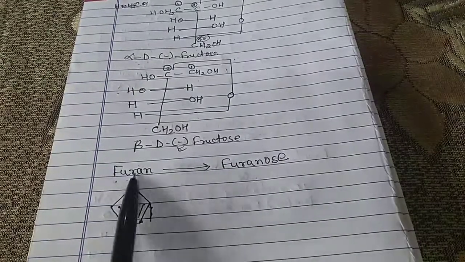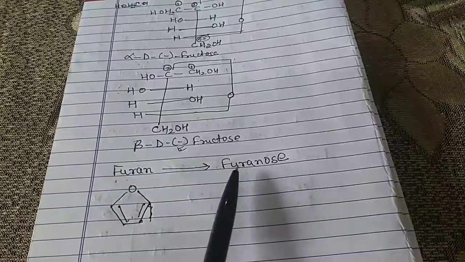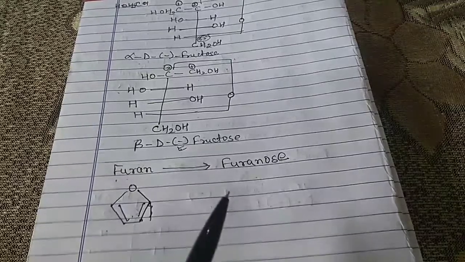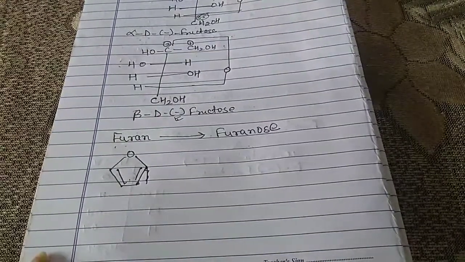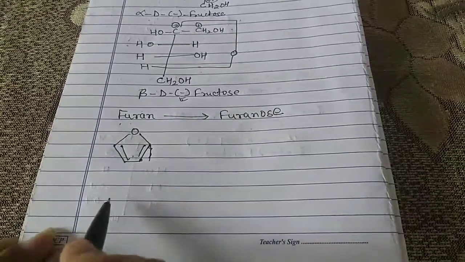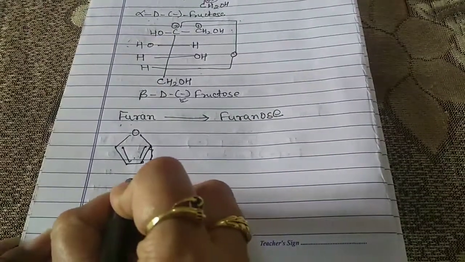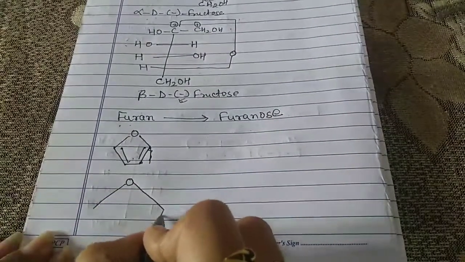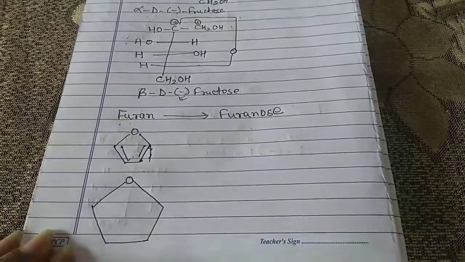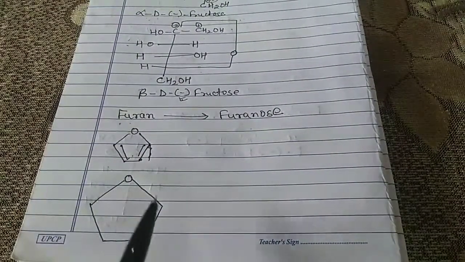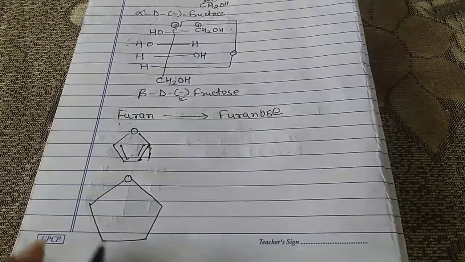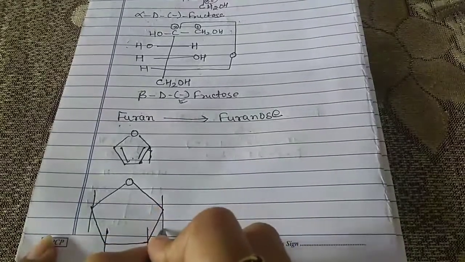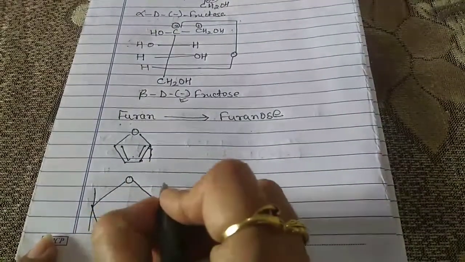Now there are two anomers for the furanose structure, one is alpha and another one is beta. Now let us draw these two structures one by one. First of all, we have to draw the alpha form. So this is the structure of furan. Now I will assign the carbon atoms and the oxygen atom here.